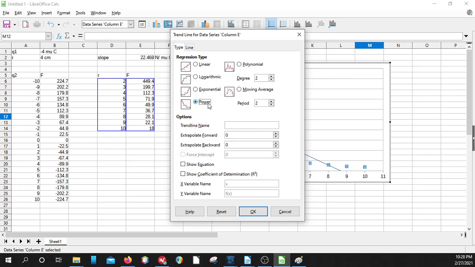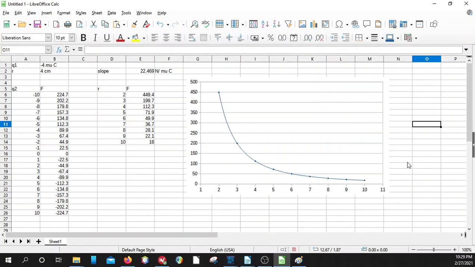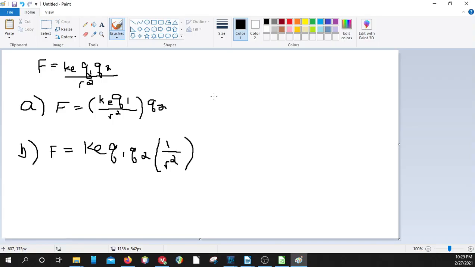Now let's try this and see what happens. Oh, okay, that worked out well. So yeah, you can include a fit to it. But this is clearly not linear. And what we want to do, again, is let's go back to what we have here. We want to find KE from this data as well, and then we'll have two values for our constant, which we can compare.